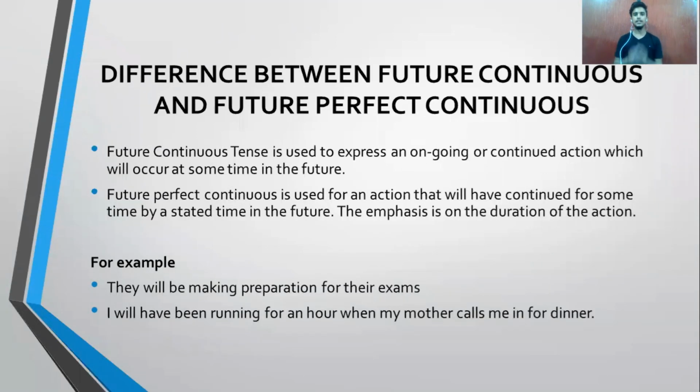Difference between future continuous and future perfect continuous. Future continuous tense is used to express an ongoing or continued action which will occur at some time in the future. Future perfect continuous tense is used for an action that will have continued for some time by a stated time in the future. The emphasis is on the duration of the action. For example, they will be making preparation for their exams and I will have been running for an hour when my mother calls me in for dinner.